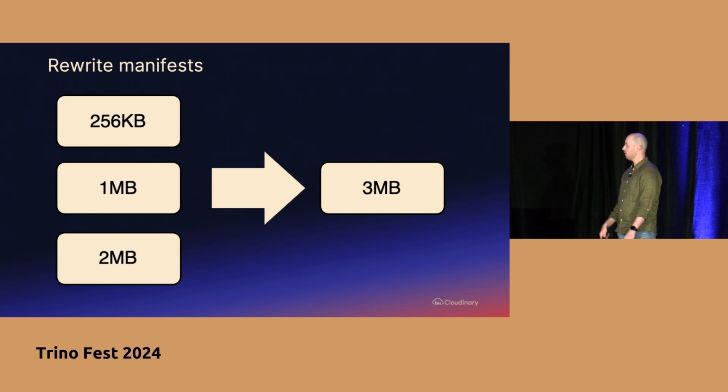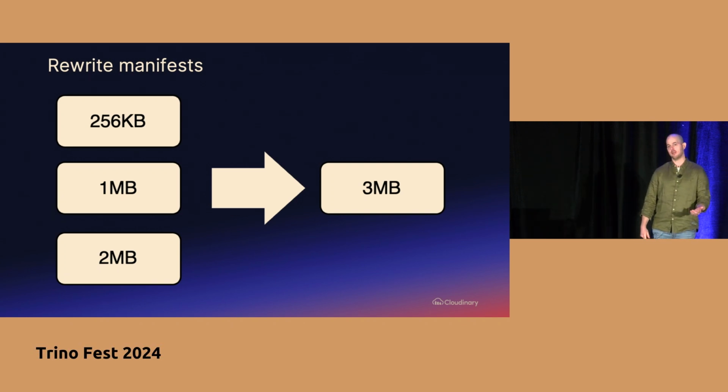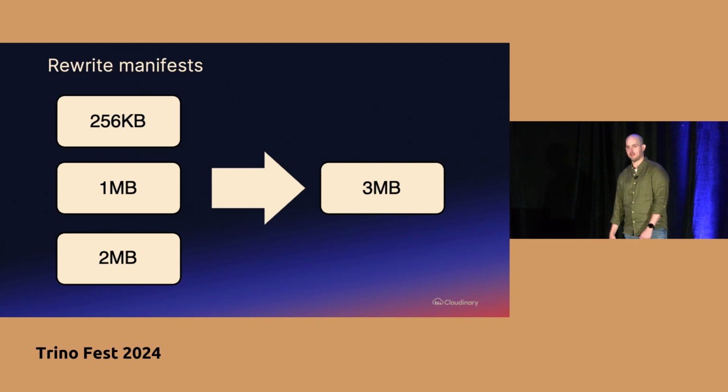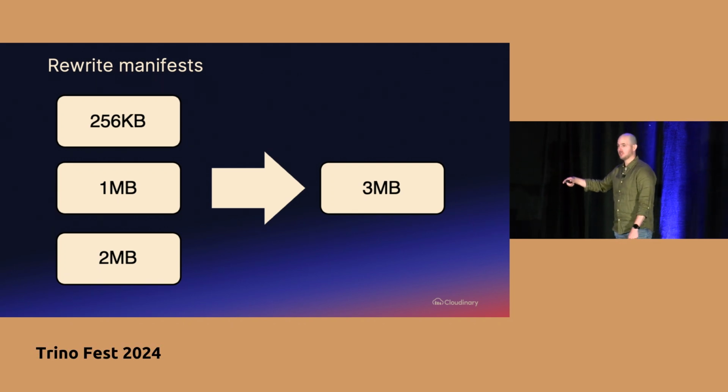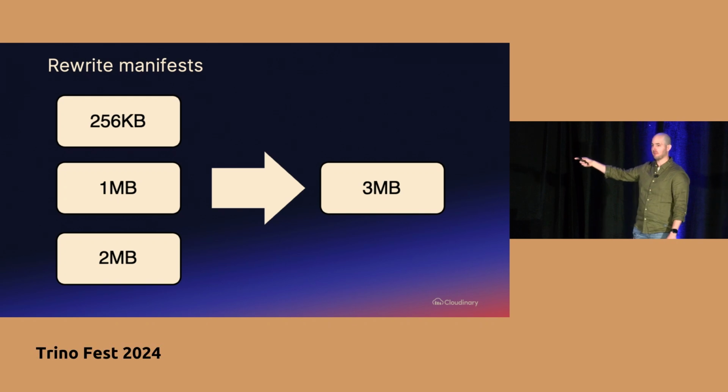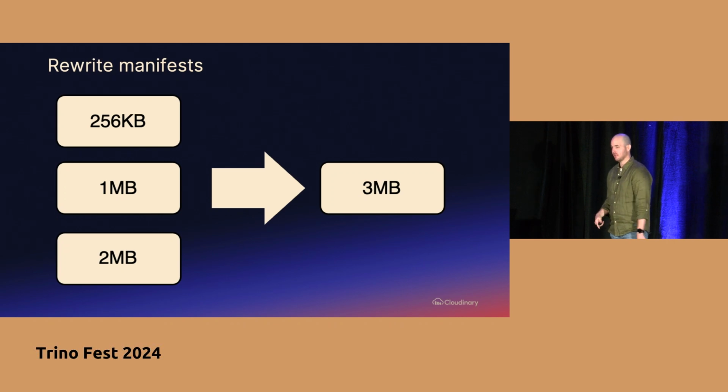Another process, which I like to call rewrite manifest, is essentially compaction, but not for data files, for manifest files. Every time you write data, you create a new manifest, so you end up creating a lot of small manifests, and you can compact them together to optimize the manifest file sizes. And one thing we realized is we didn't run it often enough.